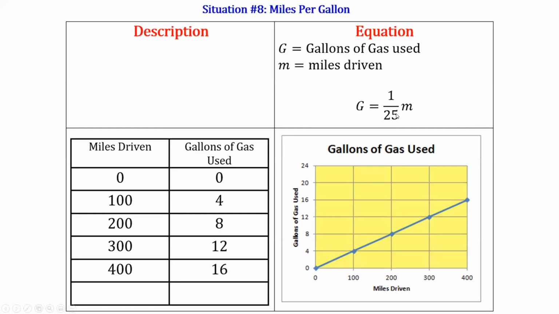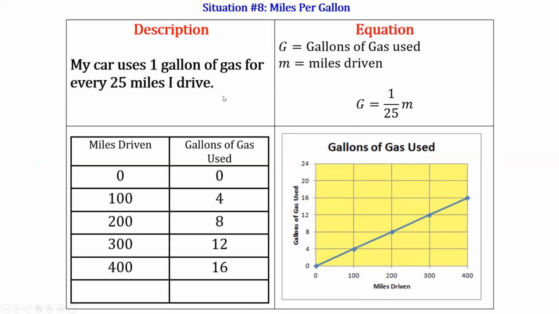And now that I have my equation, my graph, and my table, all I need to do is come up with a description. Once again, this is just anything you can come up with that makes sense. It doesn't need to be the same thing I come up with. But what I decided to write was, my car uses 1 gallon of gas for every 25 miles I drive.